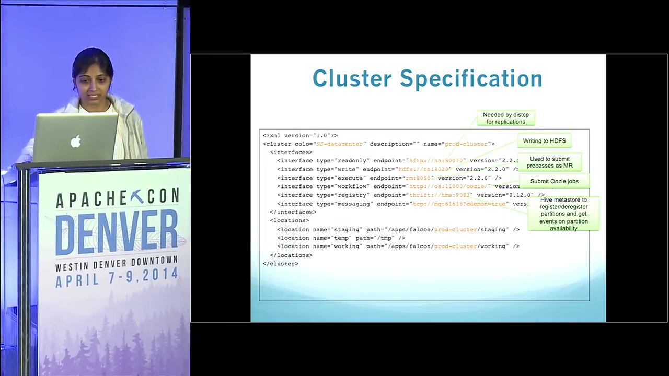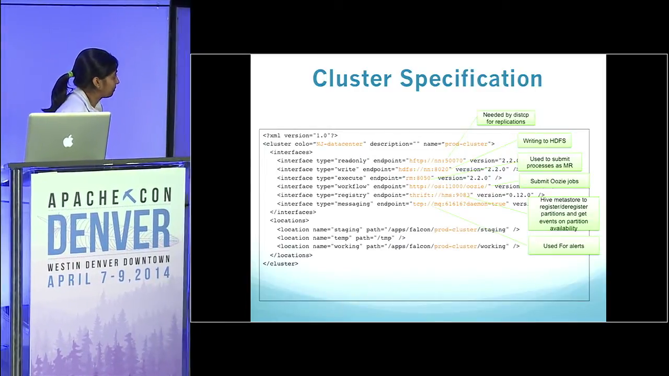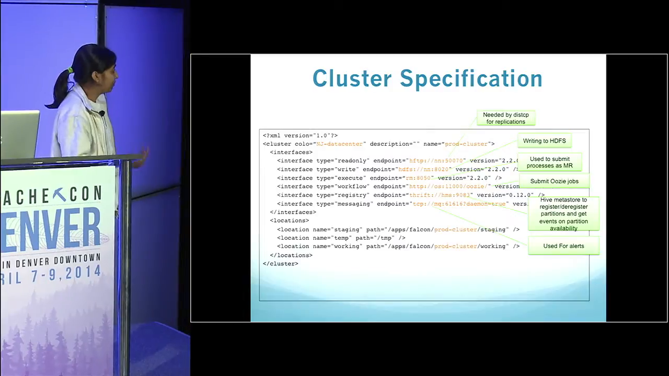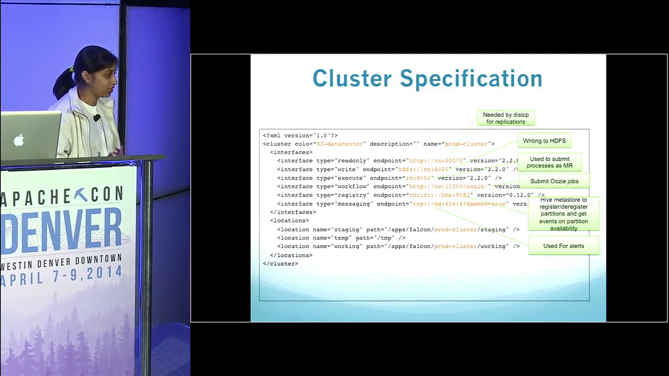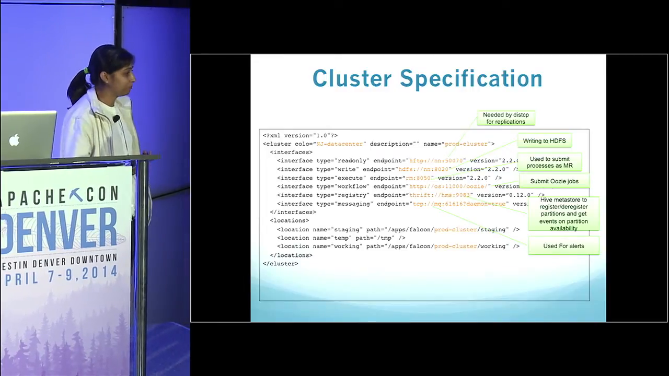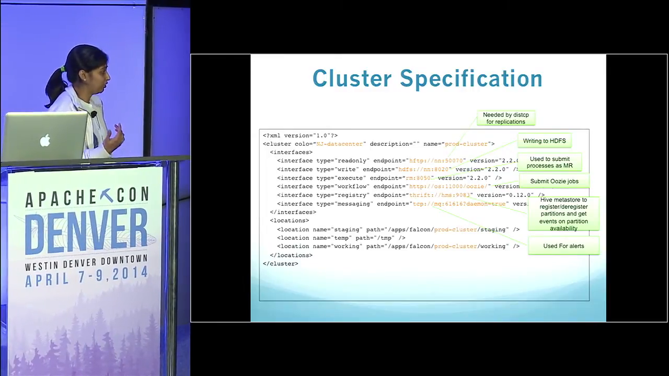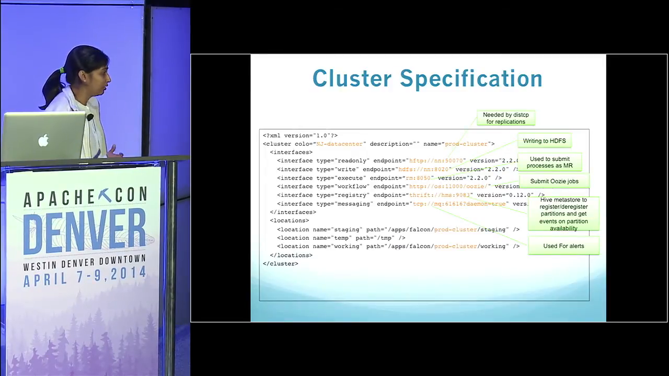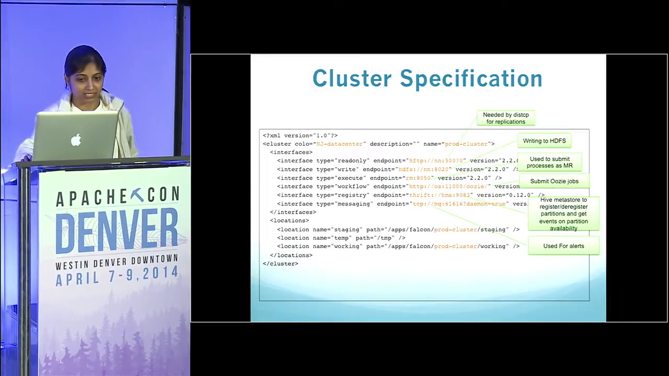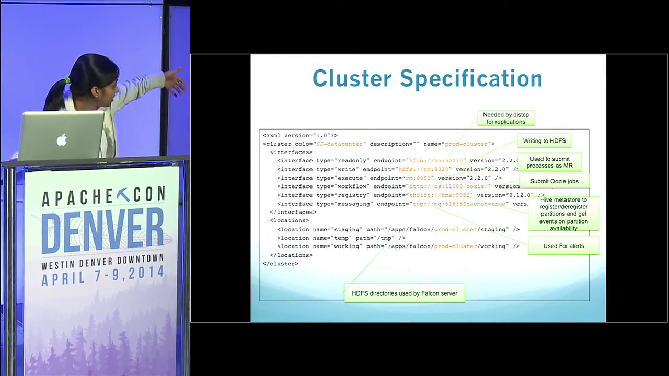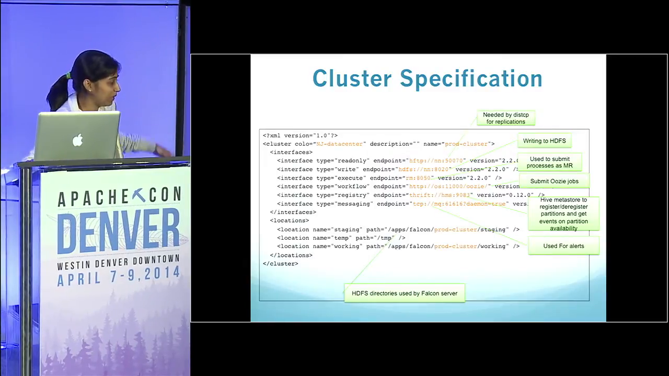And there is a messaging interface as well. Falcon internally supports messages as well. These messages are published on every data that's created or every data that's deleted or when a pipeline succeeds or fails or things like that. So this is the messaging endpoint, the JMS messaging endpoint that's used. And those are some of the paths that are internally used by Falcon.